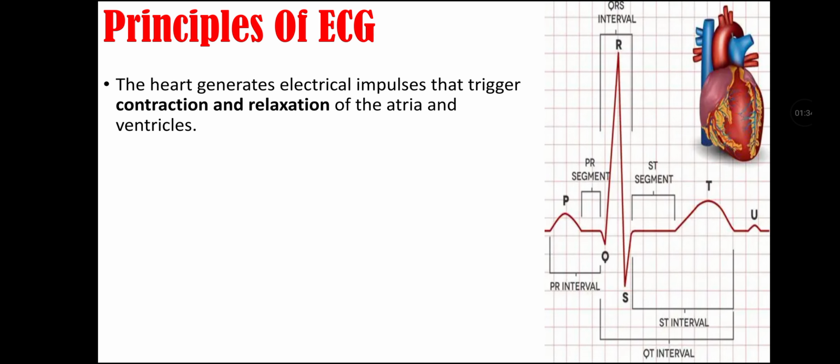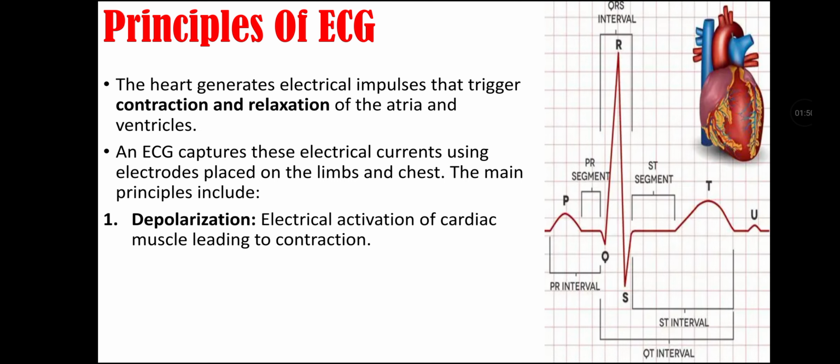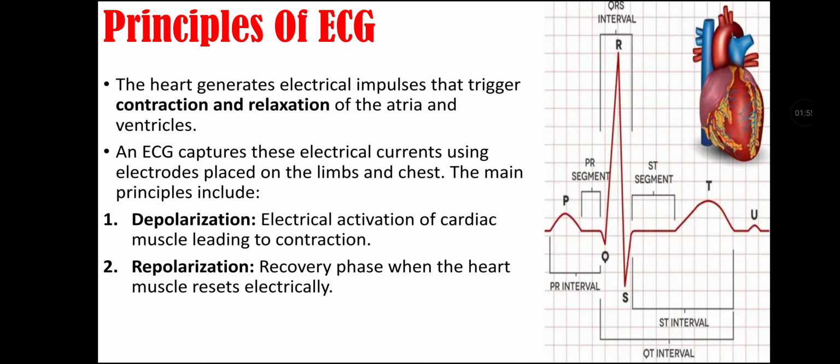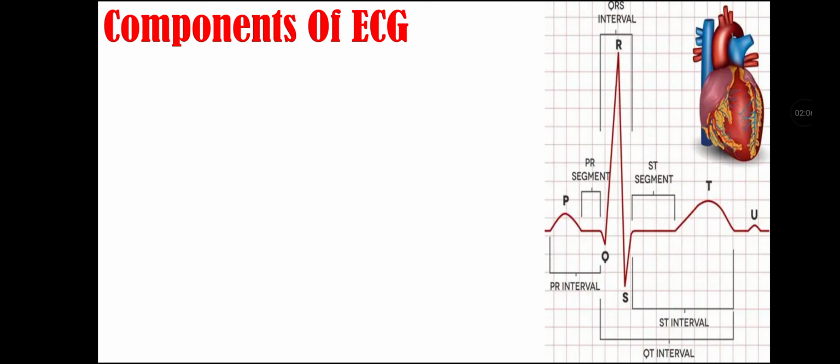Principle of ECG. The heart generates electrical impulses that trigger contraction and relaxation of atria and ventricles. An ECG captures these electrical currents using electrodes placed on limbs and chest. The main principles include depolarization, that is electrical activation of cardiac muscle leading to contraction, repolarization, that is the recovery phase when the heart muscle resets electrically, and electrode placement that detects voltage differences across the body to produce a waveform.